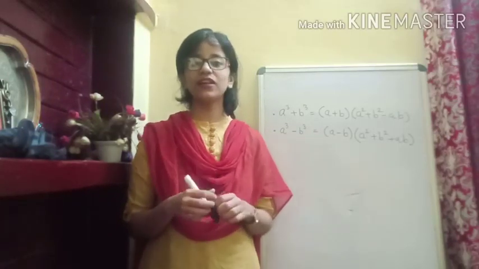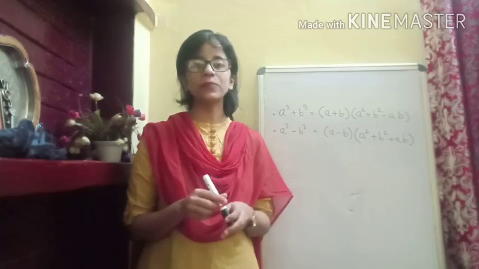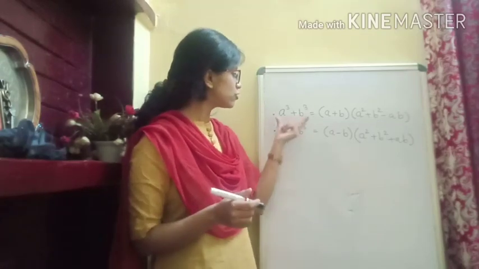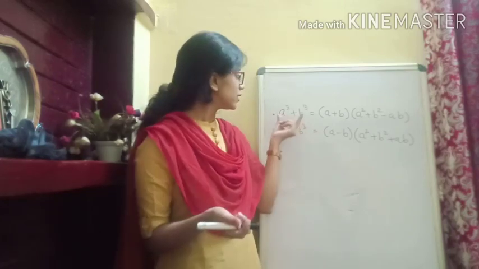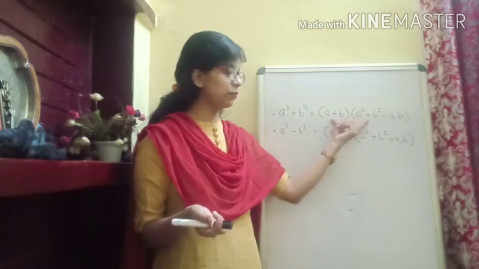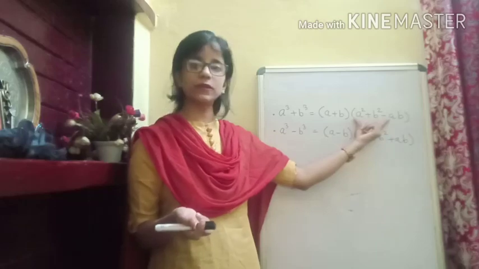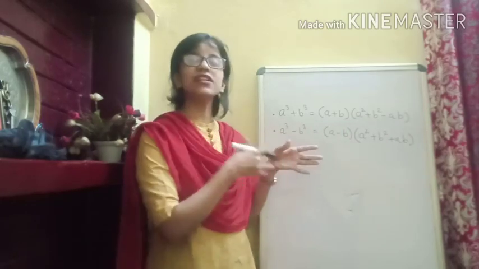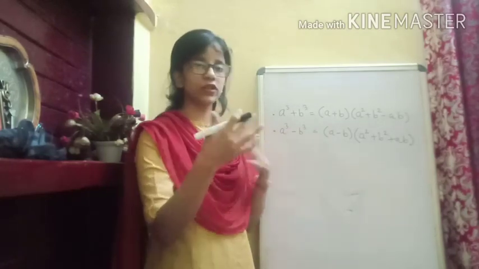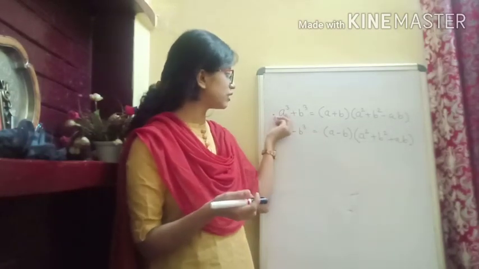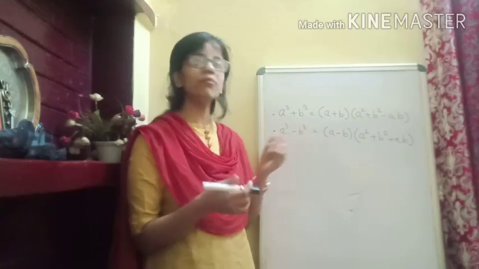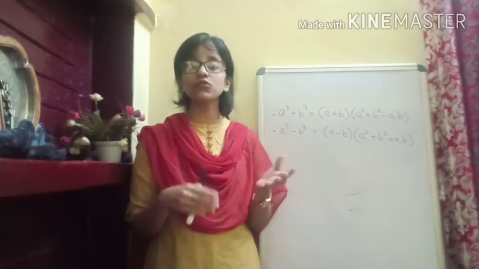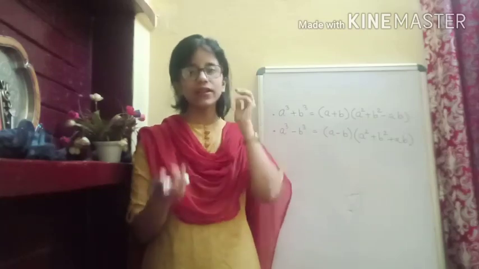Last time we were doing our third exercise in the chapter factorization, and in that exercise we used these two identities. If you remember, a cube plus b cube is a plus b in one bracket, and in another bracket a square plus b square minus ab, and this identity. These two identities we were using if the question can be written in the form of either a cube plus b cube or a cube minus b cube. So we used these identities and simplified. We have seen how to simplify the given question and how to factorize it.